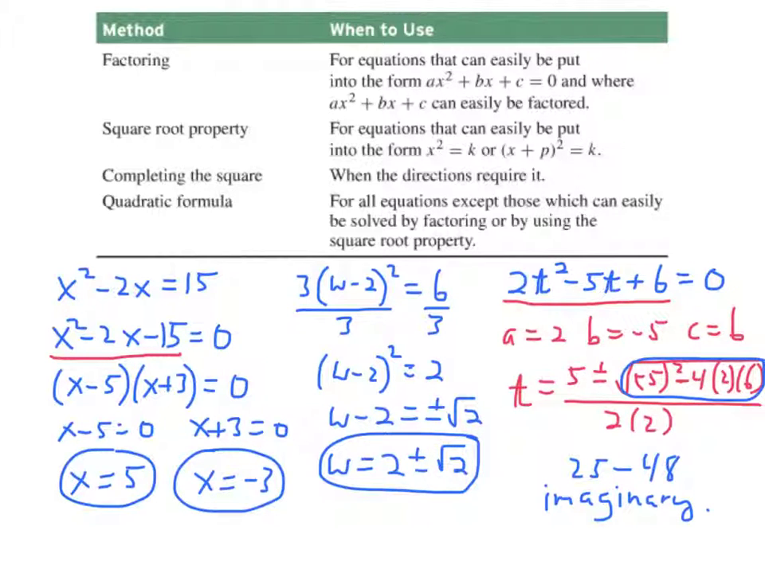So I hope that helps to kind of classify which types of problems you would use which method on. As I said, you usually want to try the factoring method first. If it doesn't factor, use the quadratic formula, unless it happens to be in one of these forms where the square root method would work well on it.